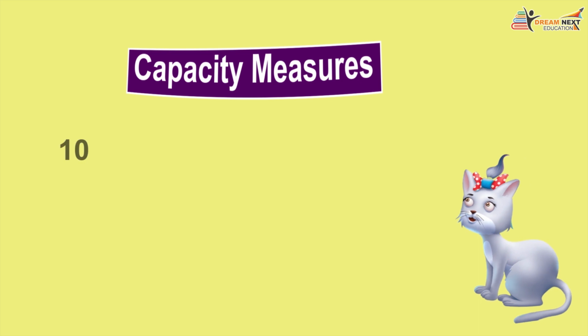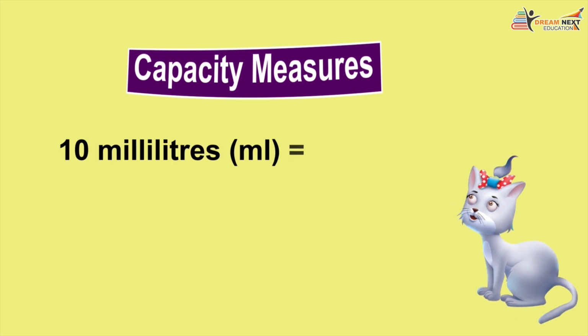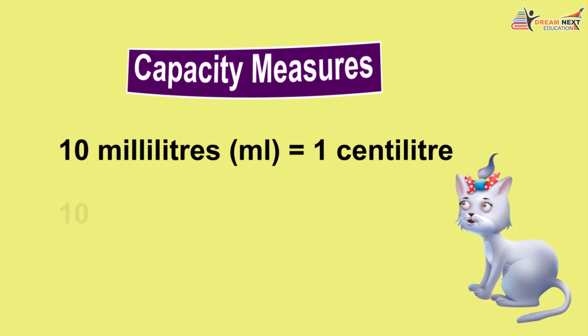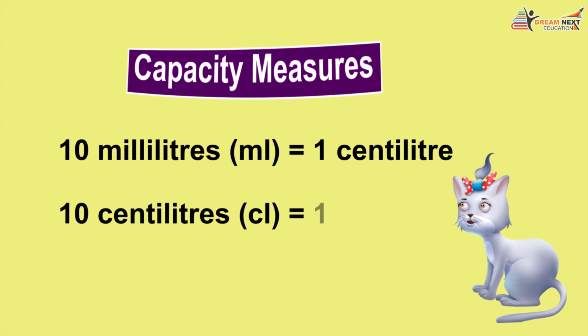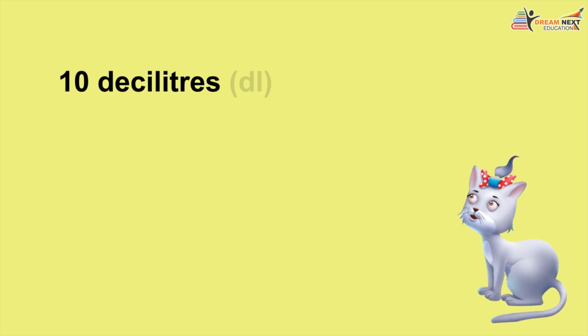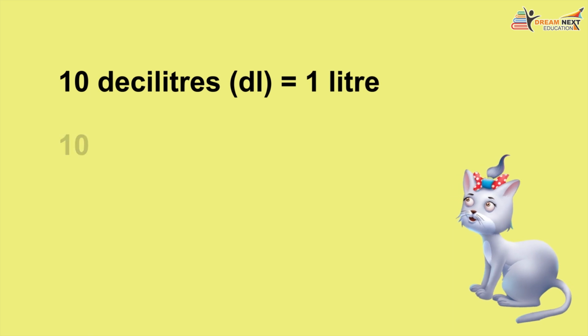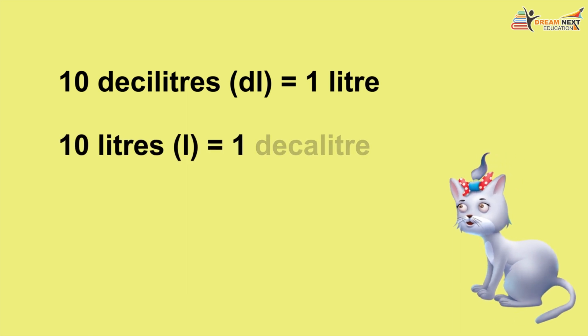Capacity measures: 10 milliliters is equal to 1 centiliter. 10 centiliters is equal to 1 deciliter. 10 deciliters is equal to 1 liter. 10 liters is equal to 1 decaliter.